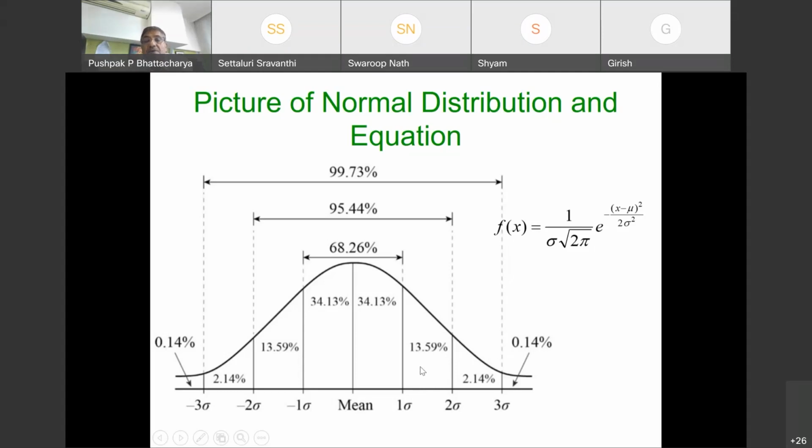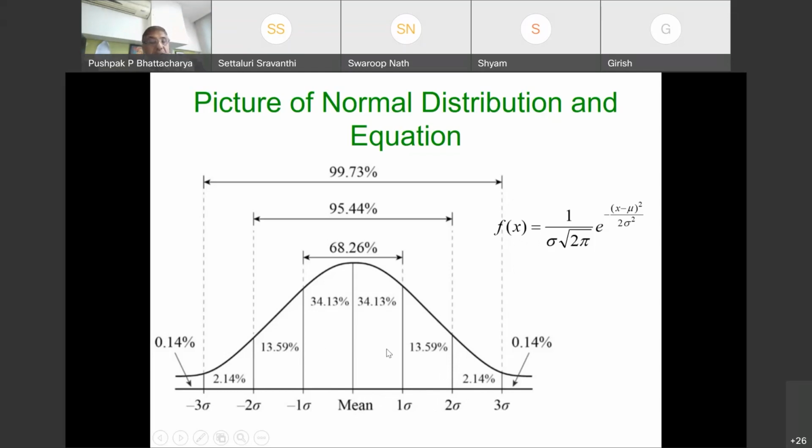That probability is equal to 0. But what is useful in continuous distributions is that you find out the probability in an interval. What is the probability of x lying in the interval a to b? That will be the integration of this function from a to b, or the area under the normal curve from a to b. This is a very basic point.